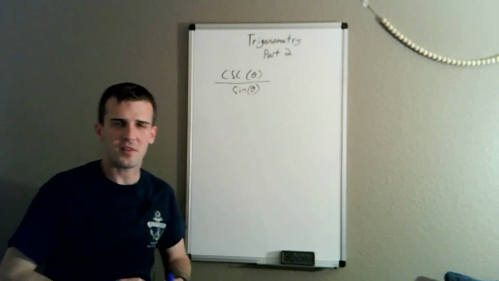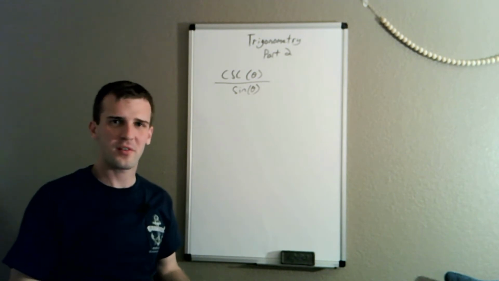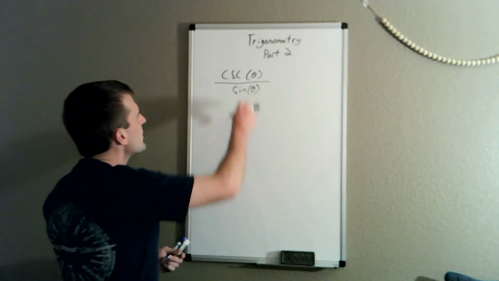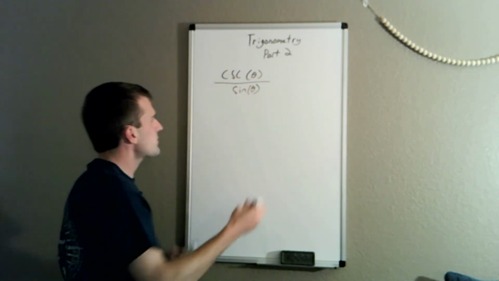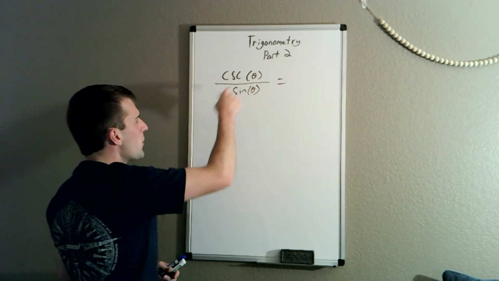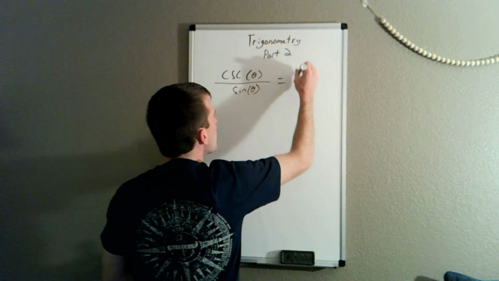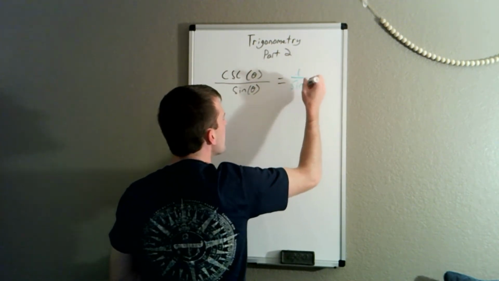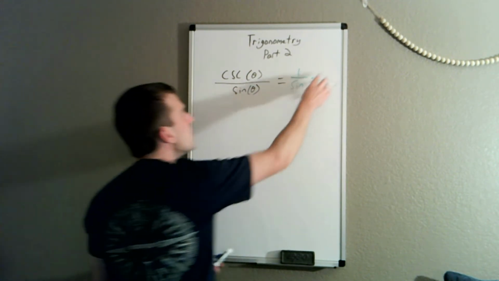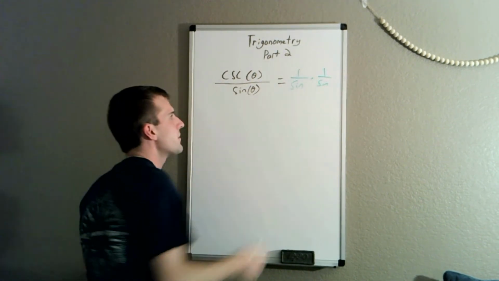And I am really making these up as I go. I don't have any planned ones, so we'll see how this turns out. Hopefully most of them will turn out nice, but you never know. So here I have cosecant of theta divided by sine of theta. And I know from before cosecant is the same thing as 1 over sine. So I will rewrite this as 1 over sine, and I'll stop writing the theta because the theta is implied here, just for simplicity. So 1 over sine theta times 1 over sine theta.